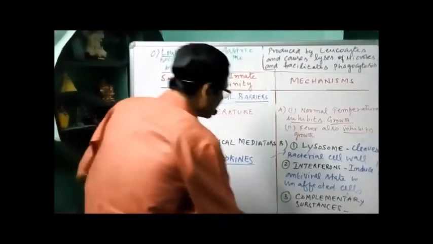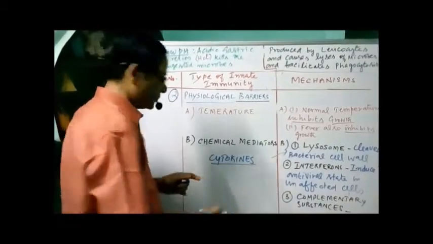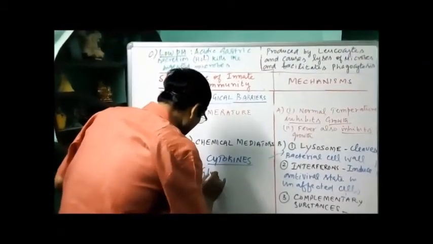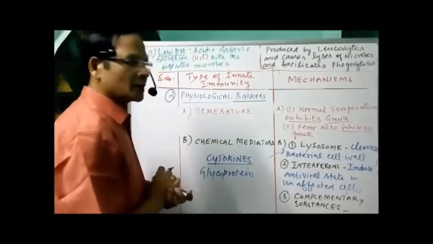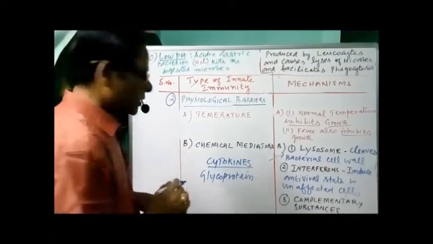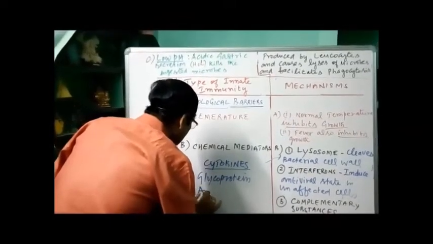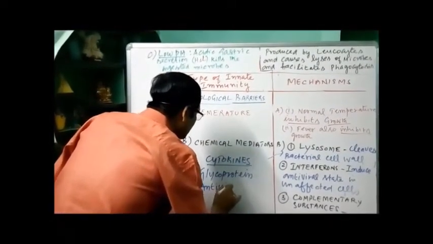So it's an example for cytokine. Then it is a glycoprotein chemically. I am talking about interferon. Glycoprotein. It's working against viruses. That's why it's called antiviral protein.